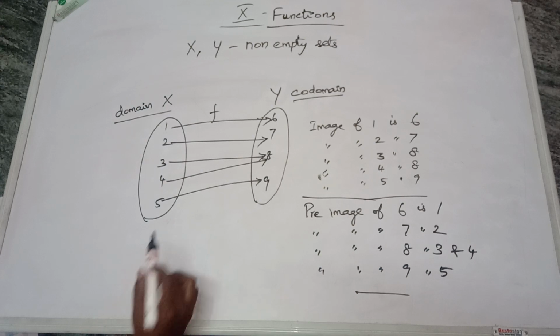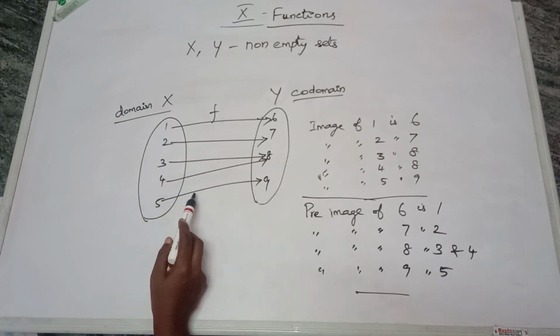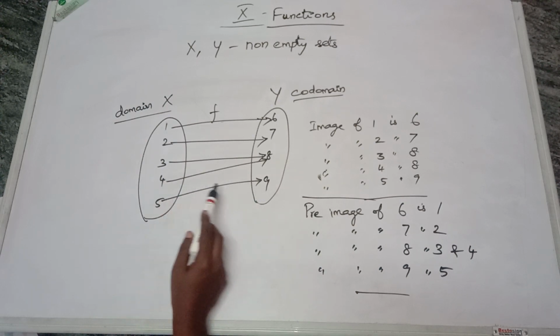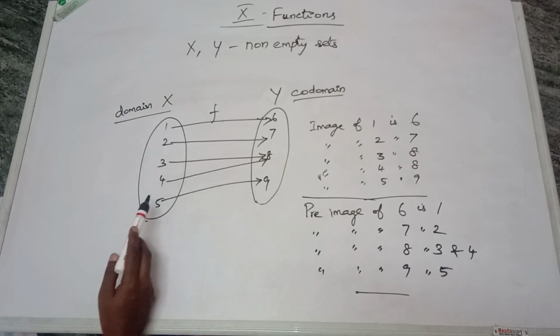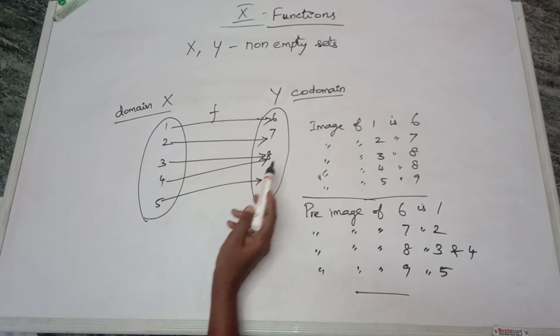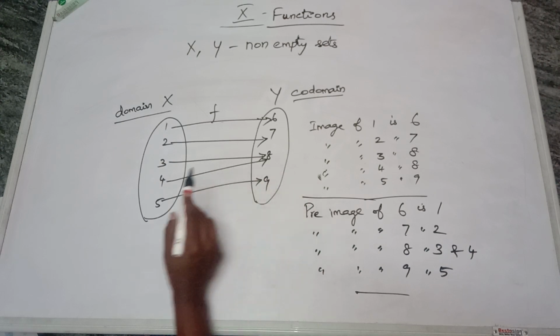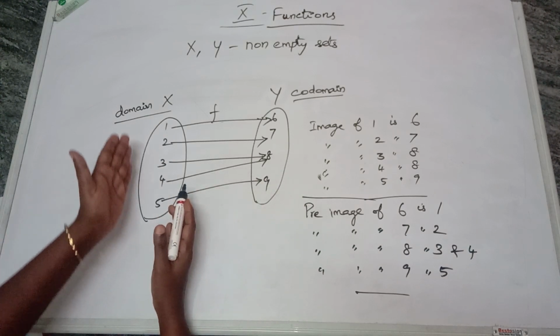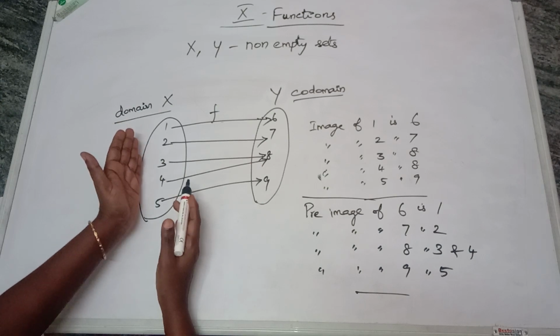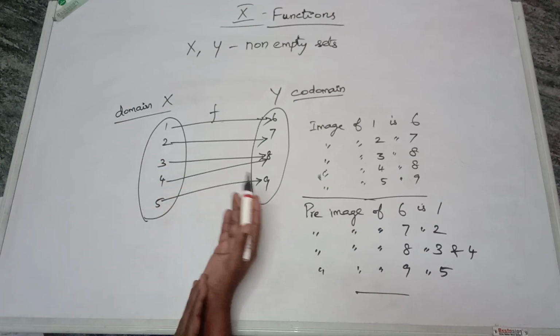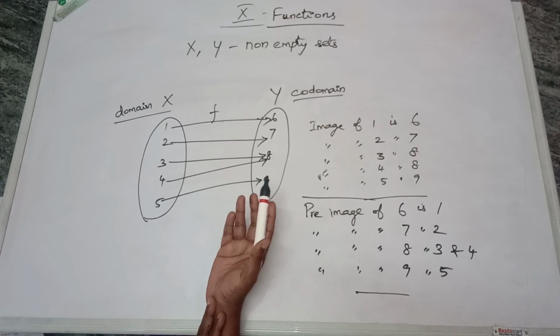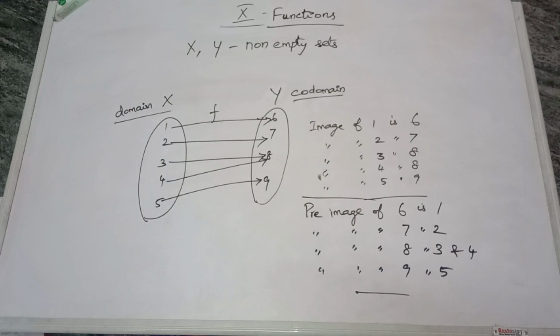We have taken this as an example. This relation is a function because each and every element in the domain has an image in the codomain Y. The element in the domain is called a pre-image, and the element related to it in Y, the codomain, is called an image. The collection of such elements is called the images.